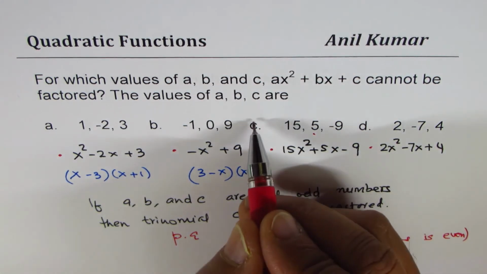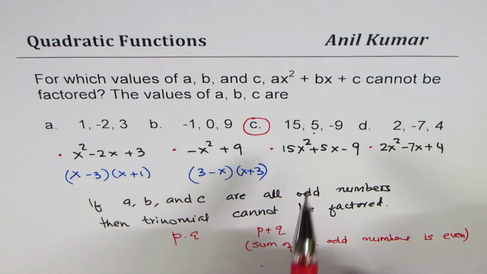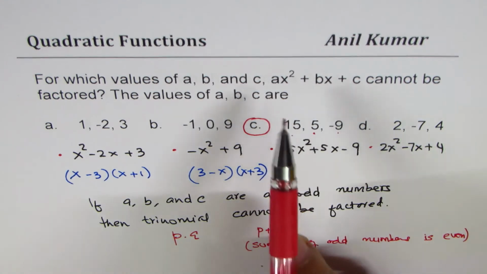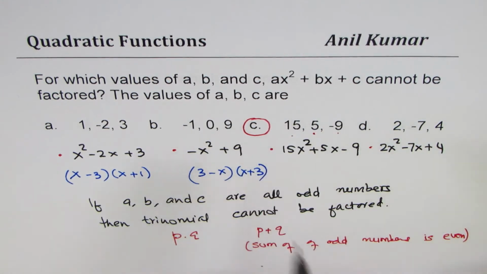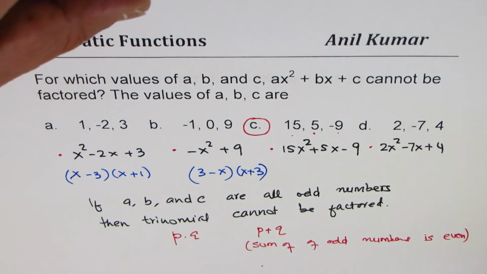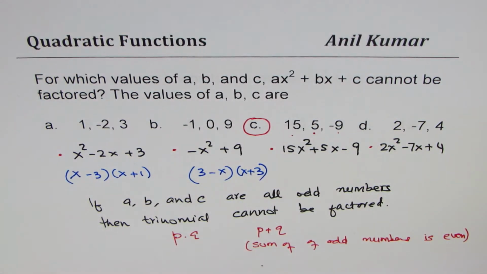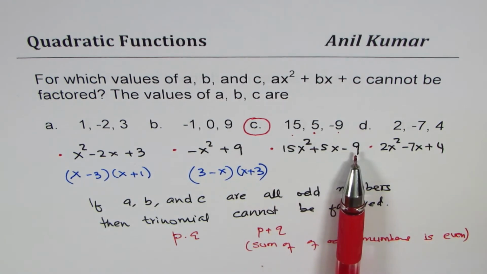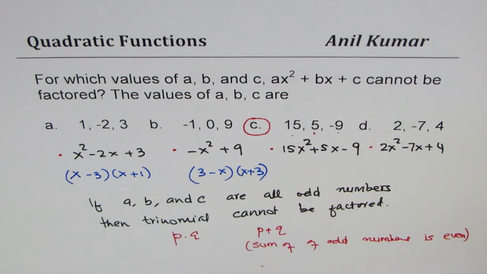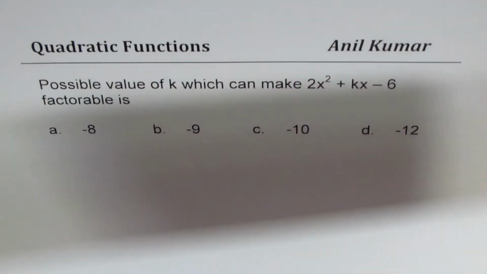So this expression where all the three are odd cannot be factored. That is very important to understand, and I hope this video helps you to understand the concept. You can try factoring it. You have the product of 15 times 9 with negative sign. All the combinations will not give you plus 5, correct? So that is what is very important to understand. Let's move on to the next video, which is kind of related.